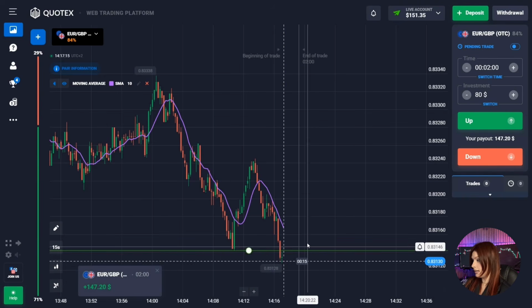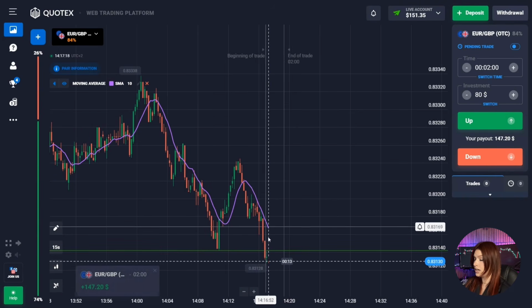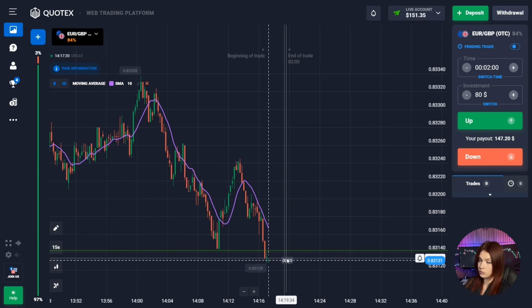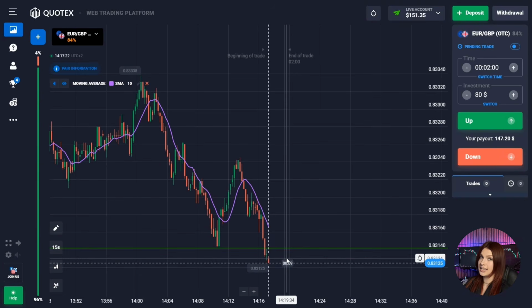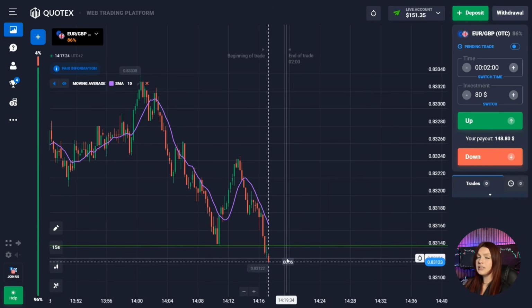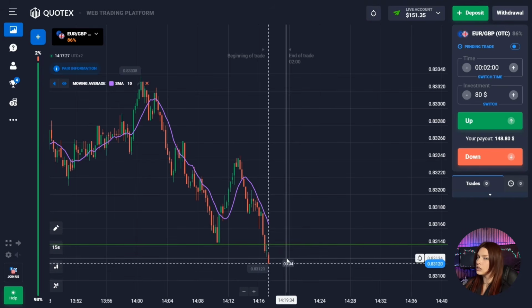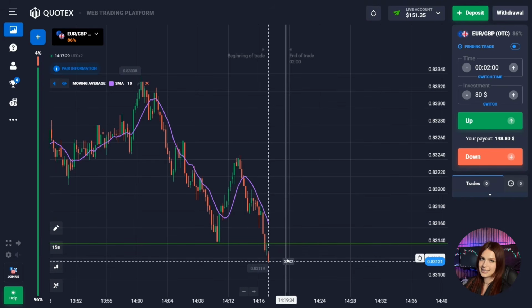Guys, it's not bad. The price continued to move down and we got the profit here. As you can see, the indicator turned out to be right again. It suggested us a good entry point. Guys, in combination with technical analysis, this indicator works great, and so let's continue.